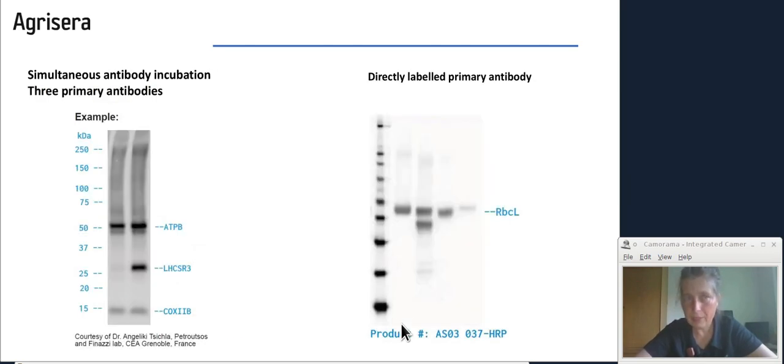Another way to save time is to use simultaneous detection with several antibodies at the same time. Antibodies need to have comparable titer to be applied that way. Here you can see an example of 3 antibodies combined together. Also, for many antibodies to proteins of high or moderate expression, we can use antibodies directly conjugated to horseradish peroxidase or alkaline phosphatase, and this will shorten the Western blot time.